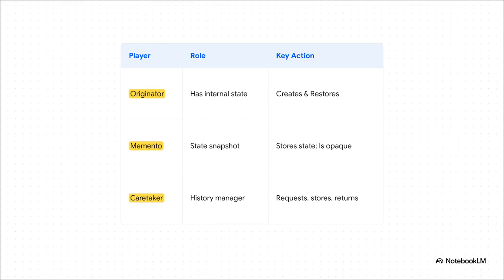So, let's just quickly recap the team. The originator is the object that has the state and knows how to use it. The memento is the state, all packaged up. And the caretaker is the one that just manages the history, holding on to all those mementos without a clue what's inside. It's this clean separation of jobs that makes the whole thing so powerful.